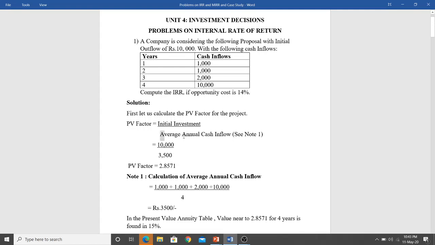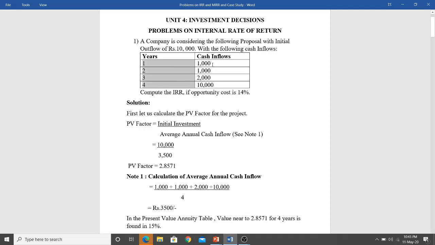Now let us see how to calculate average annual cash inflow, because the initial investment is already given in the problem as 10,000, so no need to calculate that, but we need to calculate the average annual cash inflow. So how to calculate that? See here, note number 1, calculation of average annual cash inflow. What you have to take is the total of all the inflows divided by the number of years.